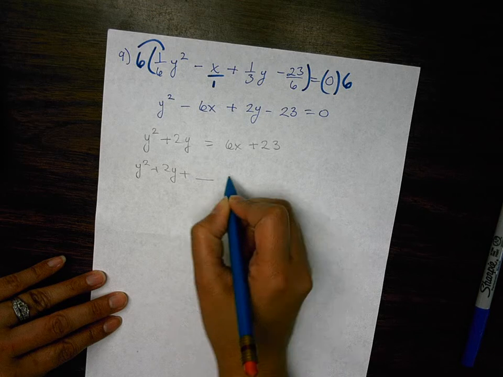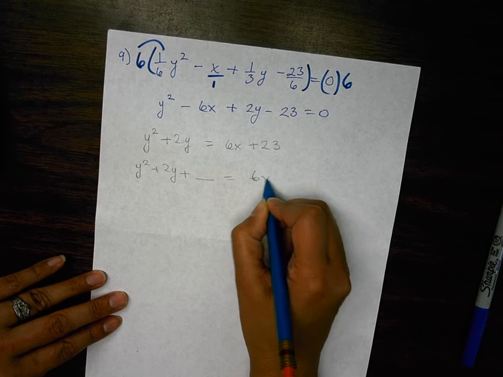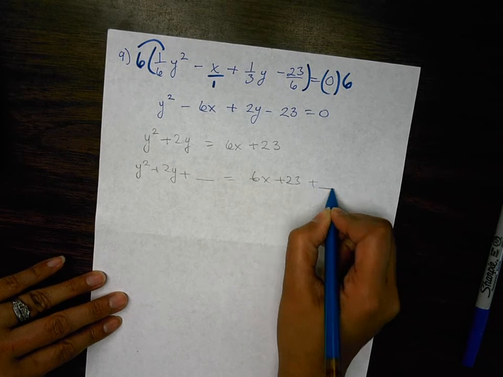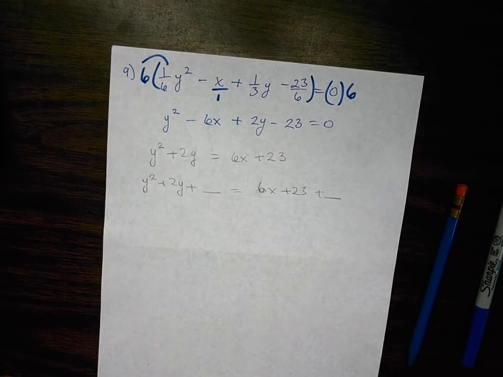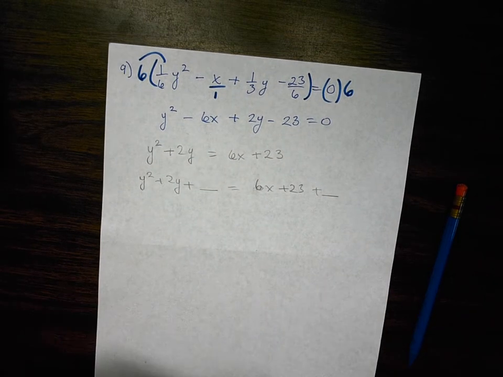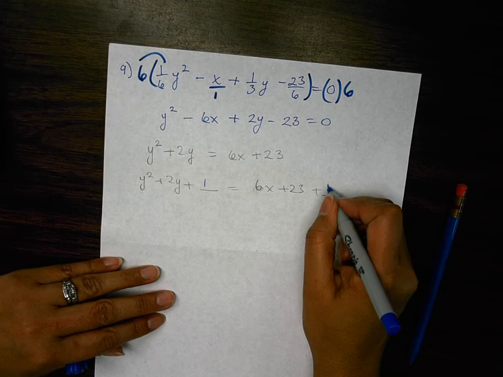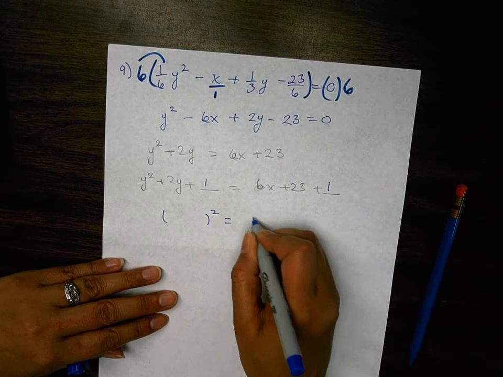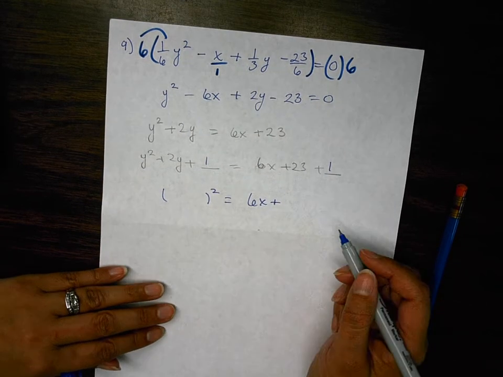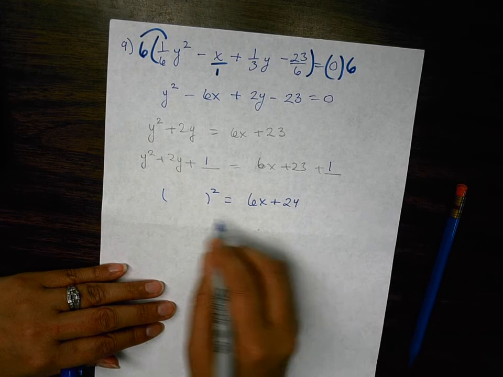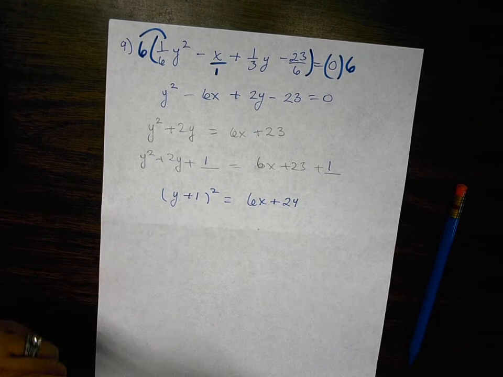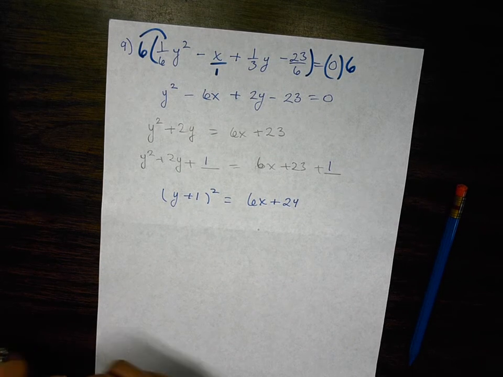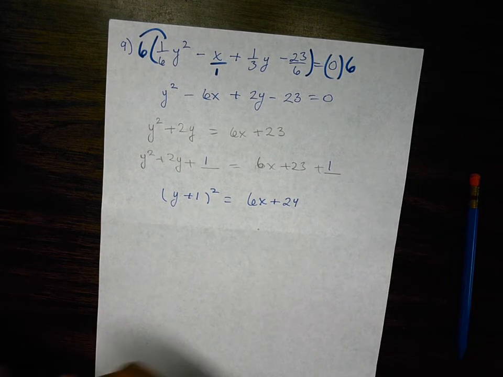No. So y squared plus 2y plus blank equals 6x plus 23 plus blank. Don't forget, a lot of kids forget that blank on the other side. Okay, cut in half and square it. What does that give us? 1 here, 1 here. Quantity squared equals 6x plus what? 24. Okay, and what does this become here? Y.